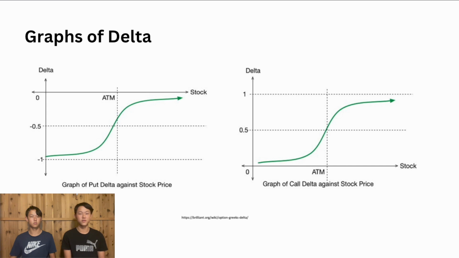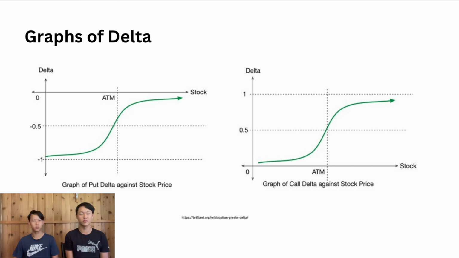As a put goes further in the money, the delta will approach -1. As the put goes further out of the money, the delta will approach 0. At the money puts have a delta of -0.5.